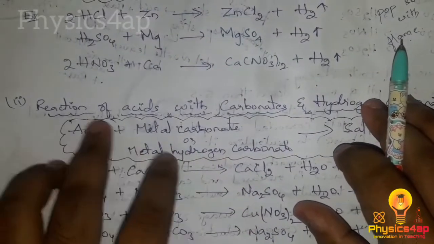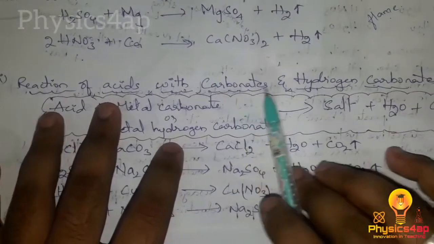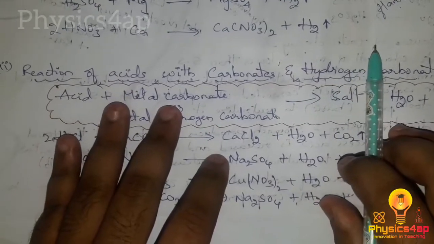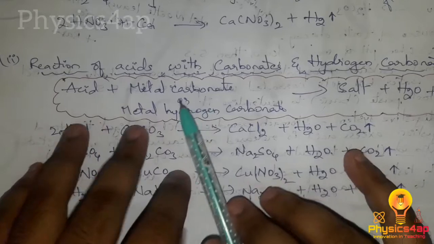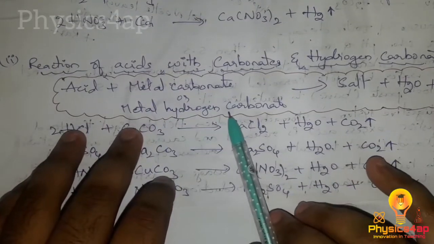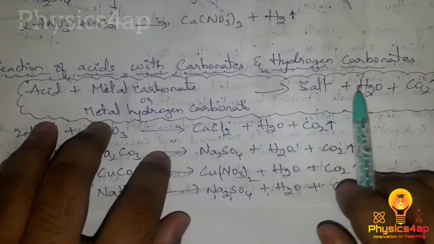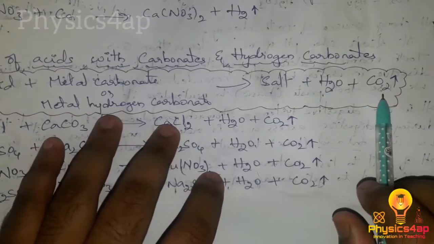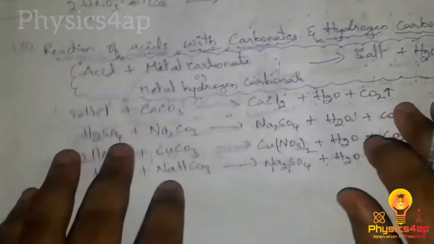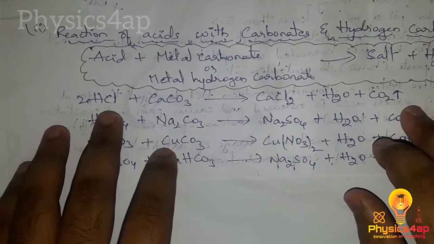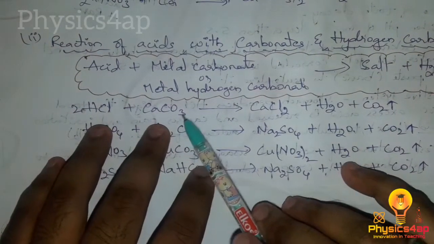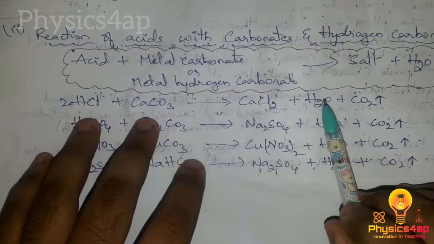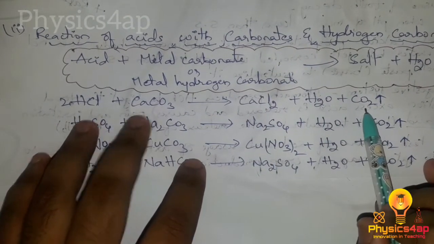Now let us see the reaction of acids with the carbonates and hydrogen carbonates. When acids react with metal carbonates or metal hydrogen carbonates, we get salt plus water plus carbon dioxide gas released. Let us see the examples. When hydrochloric acid reacts with calcium carbonate, we get calcium chloride, water and carbon dioxide.